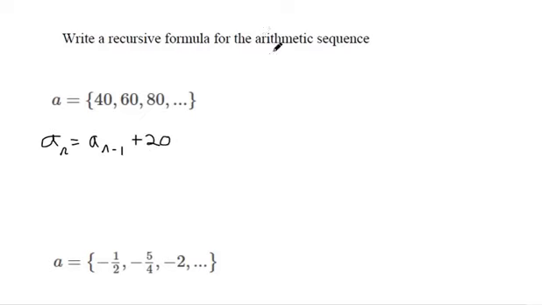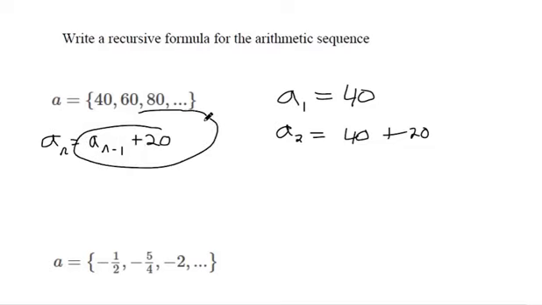Okay, so here's some examples of how that's working. The first term is 40, right? The second term, it's the previous term. It's that 40 plus another 20. So the second term in our sequence is 60, right? So the formula we created is recursive because it relies on a previous term and it calculates the next term.